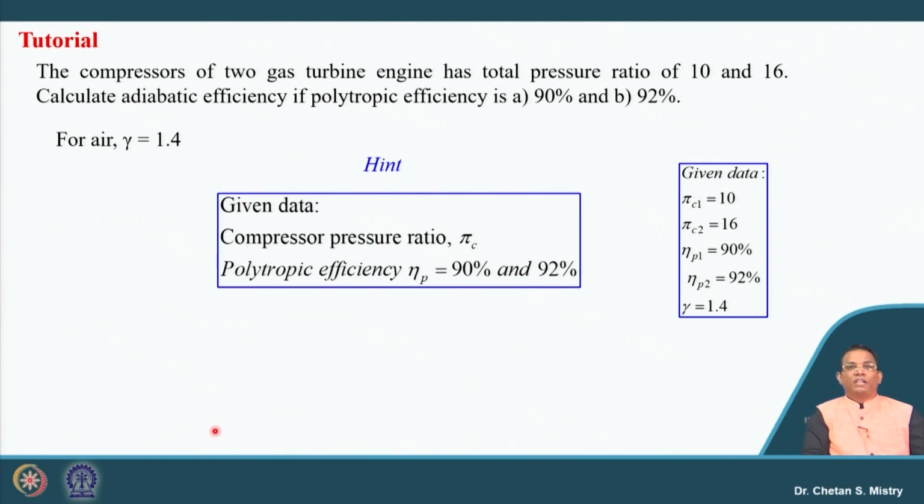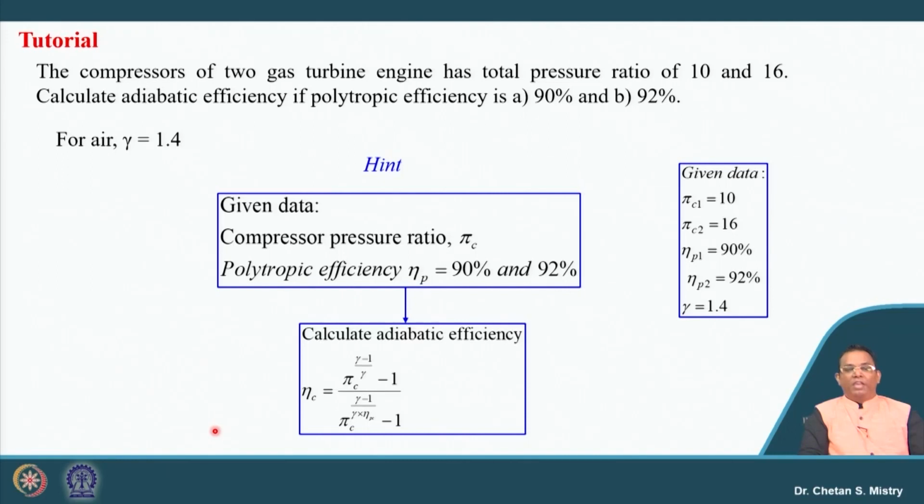What all we know? The information given to us is in terms of pressure ratio and polytropic efficiency. We want to calculate what our adiabatic efficiency will be. I am sure you can do this in reference to what we have discussed about the axial flow compressor, and what we have discussed about the polytropic efficiency and our adiabatic efficiency. So, this numerical we will be solving in the next lecture.